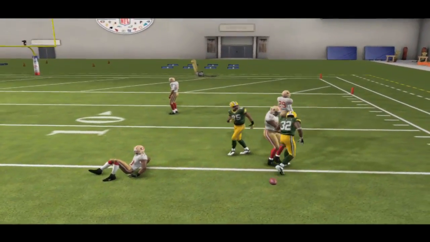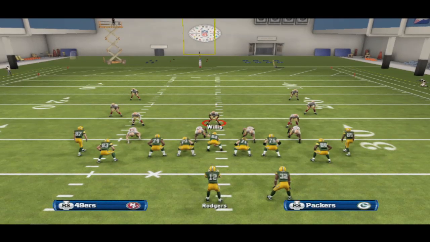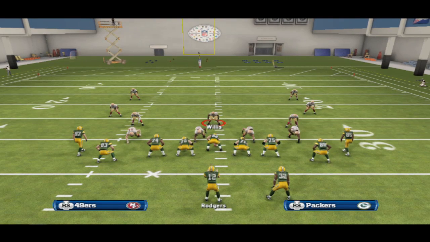running for extra yards. So that's how you want to hone in and target what your opponent is doing based on their user defender, and isolate that user defender to take advantage of the weakness of your opponent's defense.